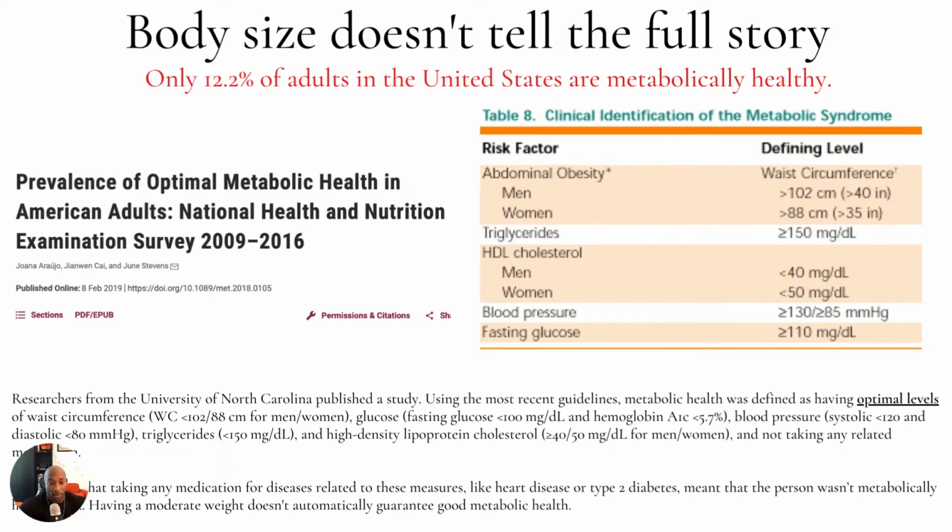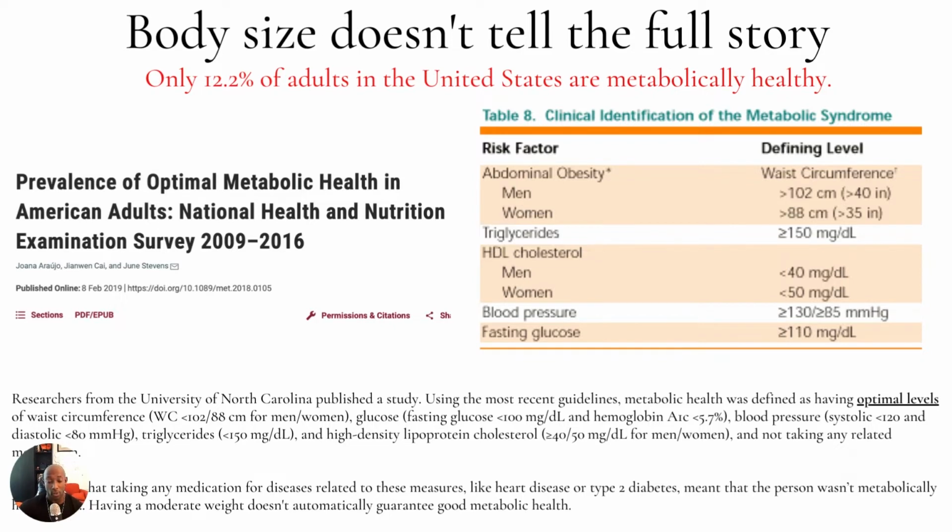obese. It's not an obesity thing. In order to qualify as being metabolically healthy, you had to make sure that you didn't have any of these risk factors listed on the screen. So your waist circumference had to be under 40 inches for a man, under 35 inches for a woman. You had to make sure your triglycerides were less than 150. Your HDL cholesterol had to be above 40 for a man, 50 for a woman. Your blood pressure had to be under 130 over 85. And your fasting glucose had to be less than 110.